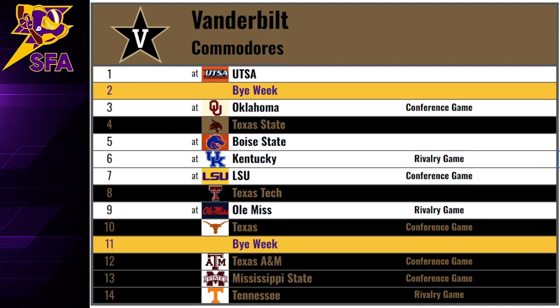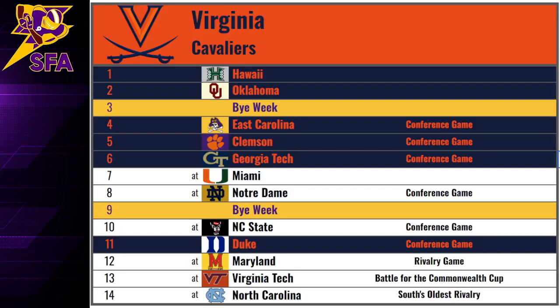Vanderbilt, Coach Neggs, he has UTSA. Then he's going to get mollywopped by Oklahoma. Face Texas State, Boise State. And then Kentucky, LSU, and Texas Tech. Honestly, a very fun non-conference before he gets slaughtered in the SEC. Virginia, almost all their home games at the beginning of the season. And then they're going completely on the road for the end of the year. That's hilarious.